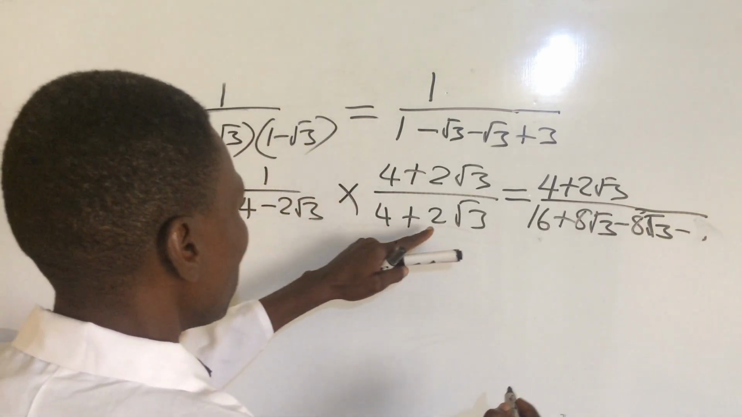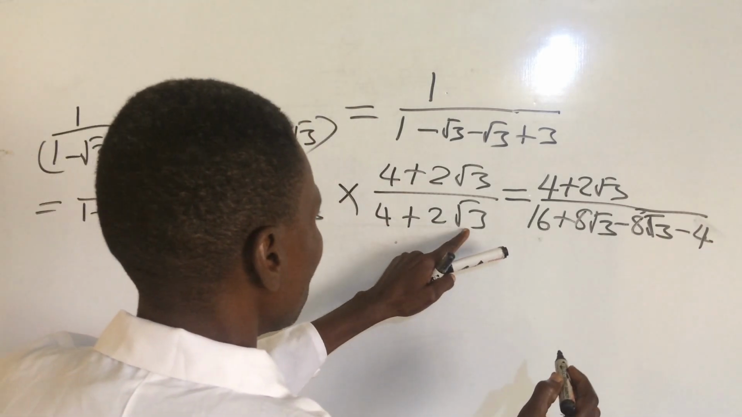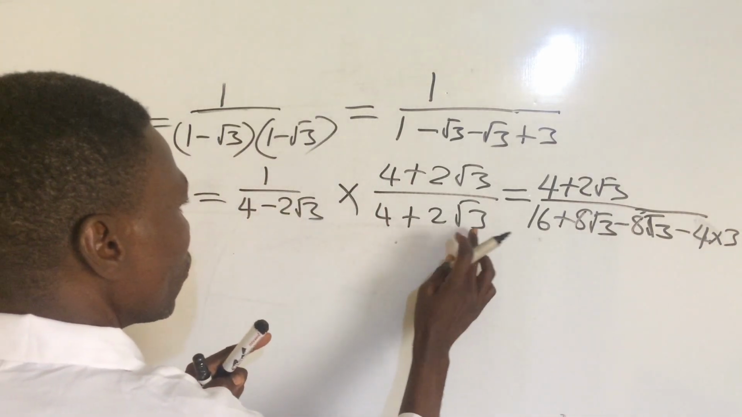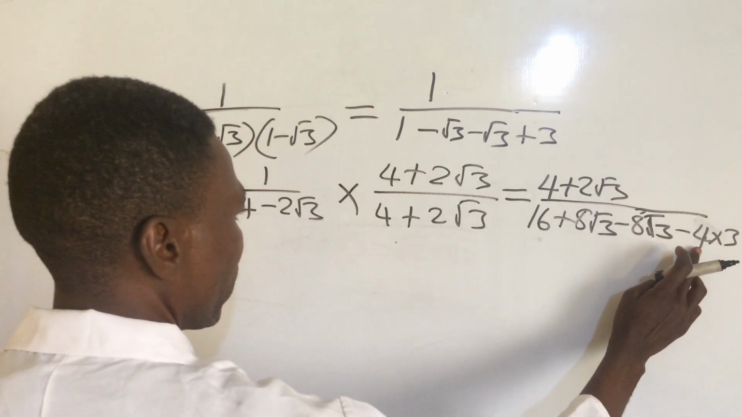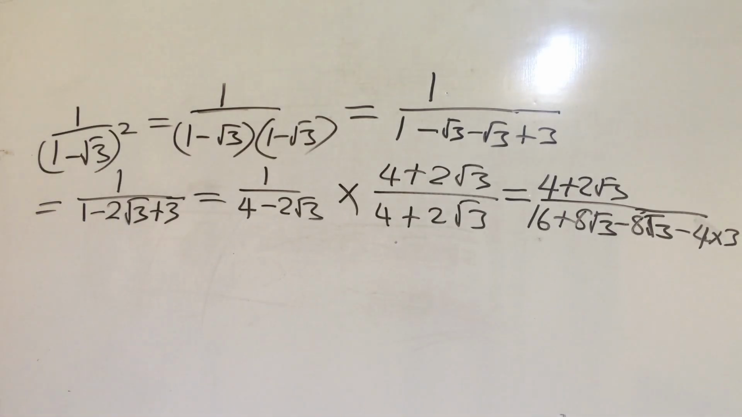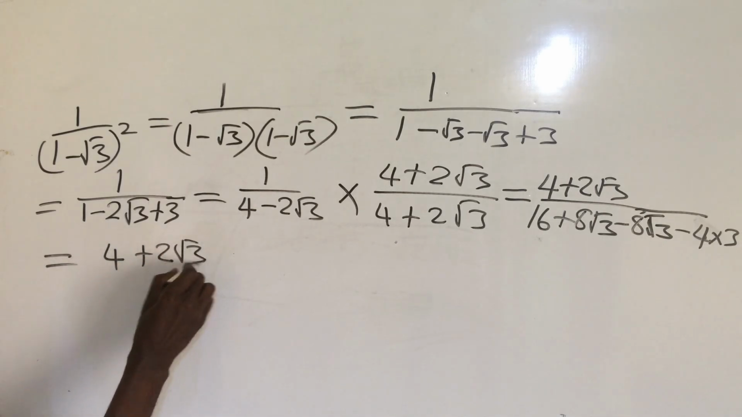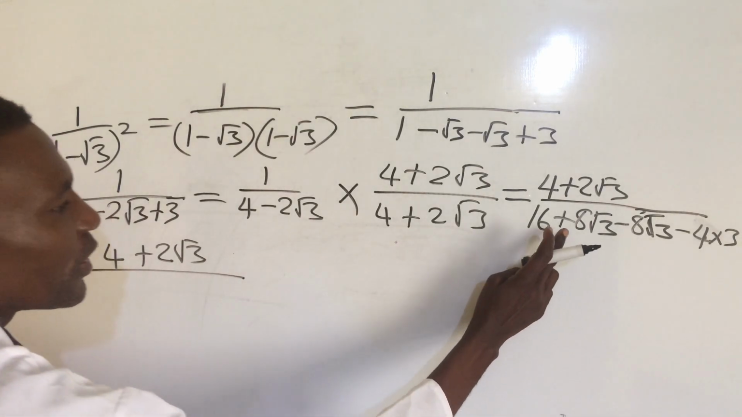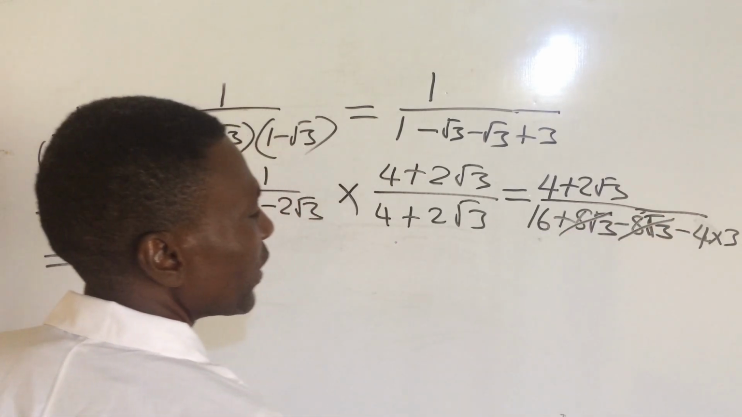minus 2 times 2 is 4, then root 3 times root 3 is 3, which we will multiply with the 4, that is 4 times 3, that will give us 12, okay? We now have 4 plus 2 root 3, okay, all over this: 8 root 3 minus 8 root 3 has killed itself, okay?